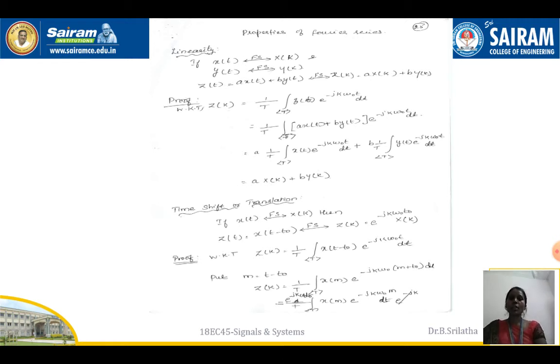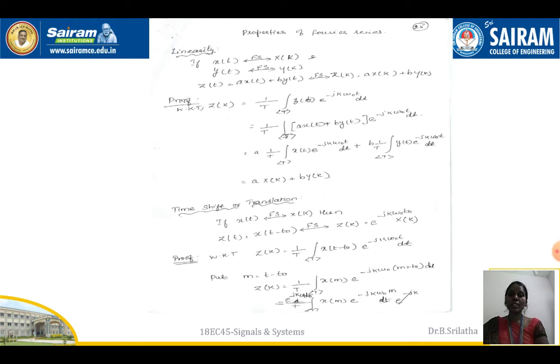How to prove it? I am going to consider our RHS, z of k. z of k is nothing but the Fourier series expression of the continuous time signal z of t. What is the formula? z of k is equal to 1 by T integration of the input signal z of t into e power minus j k omega naught t dt. What is z of t? We assumed z of t is the weighted sum of these two inputs, that is a into x of t plus b into y of t, where e power is common.